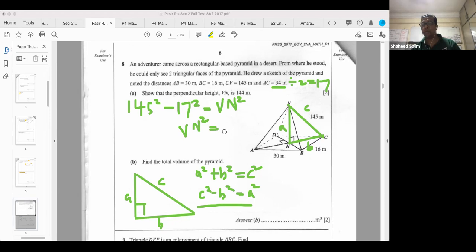Can you type in what's the answer? And then you square root it. You square root this answer now. After that, do you get 144? Can you try?